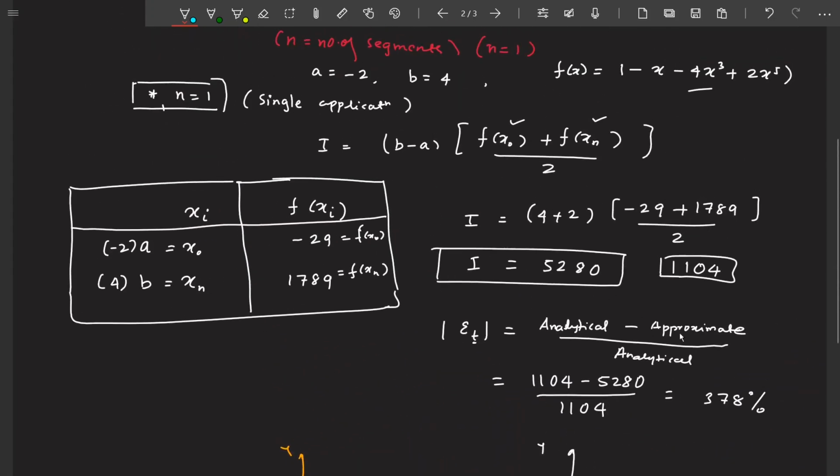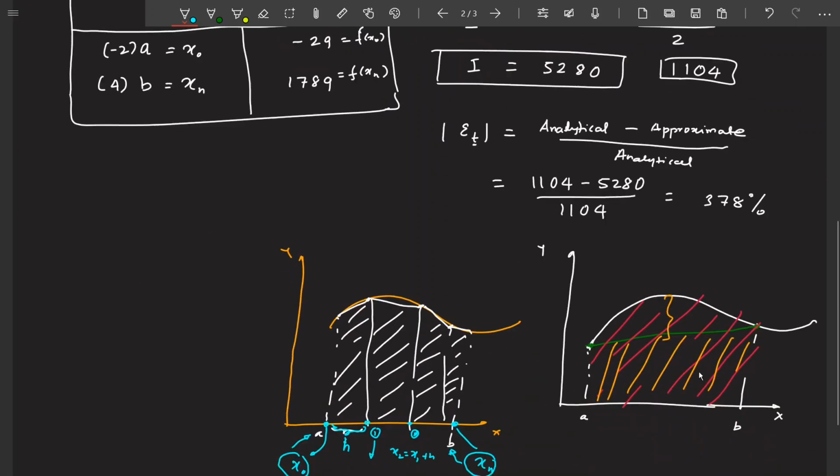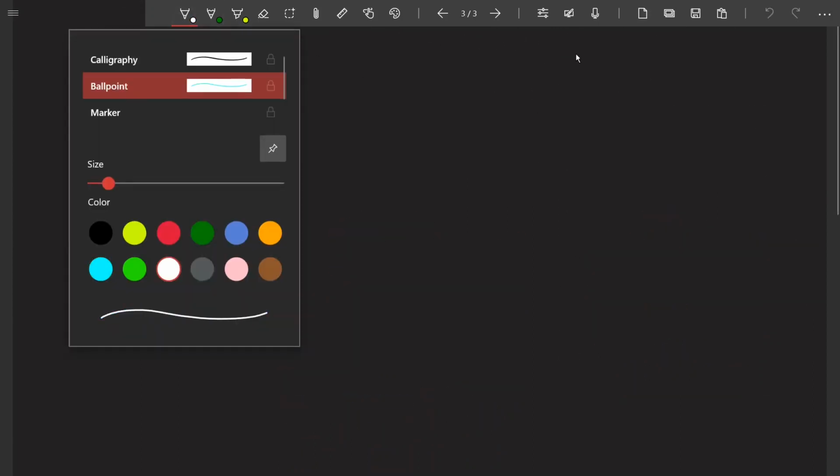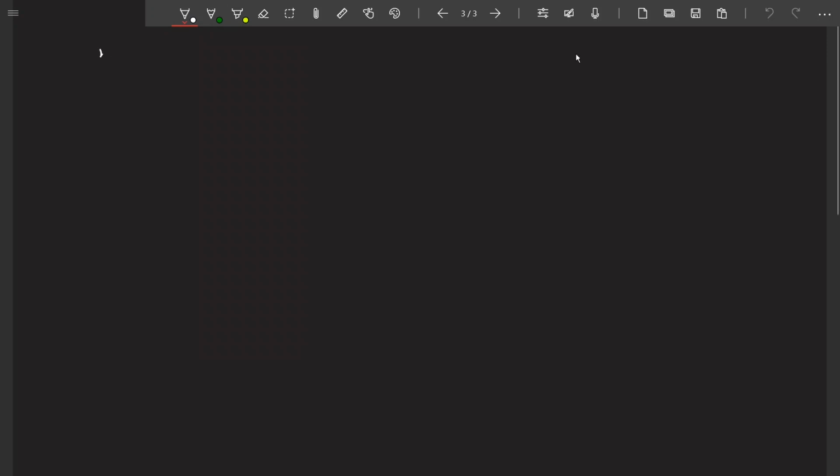So now you can see here that the percentage error is 378. By single application you realize it's erroneous, it has a huge error. So what we are going to do here is apply it piecewise. We will increase the number of segments. Let's take n equal to 4.